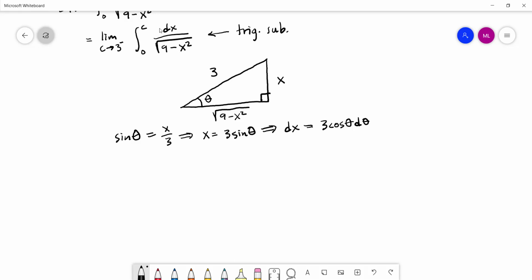Now I want the rest of the integrand. I want the 1 over this. To get 1 over that, I want this 3 over this, and then I'll just have to multiply that by a third to account for the 3 that we've got there.